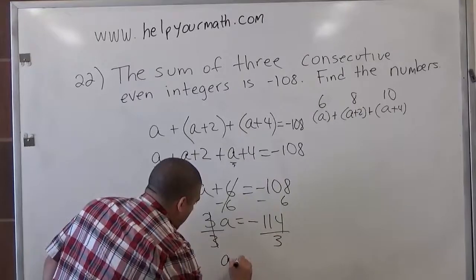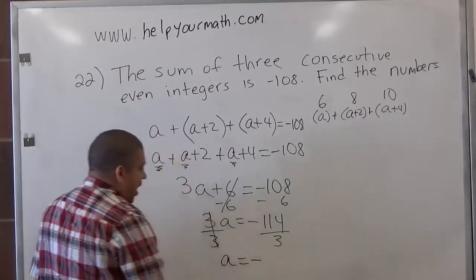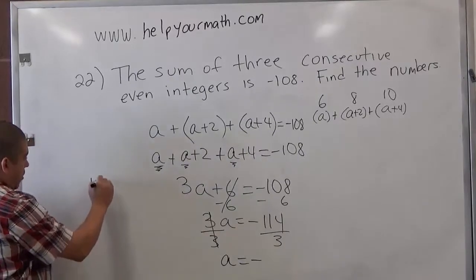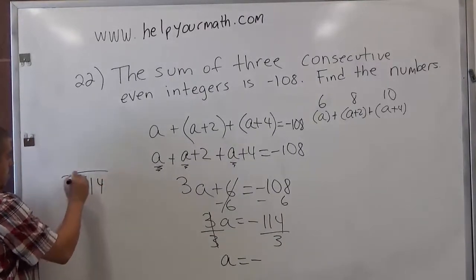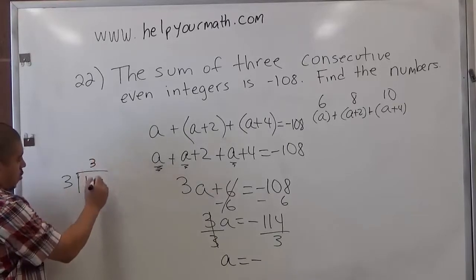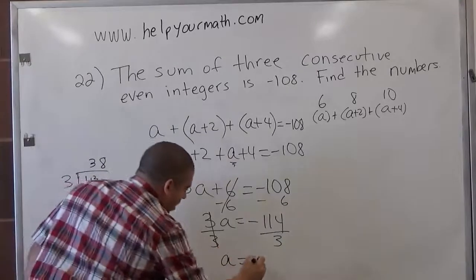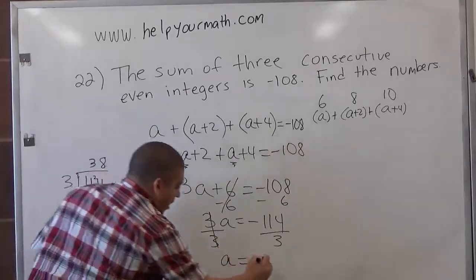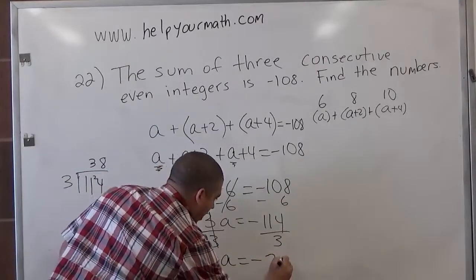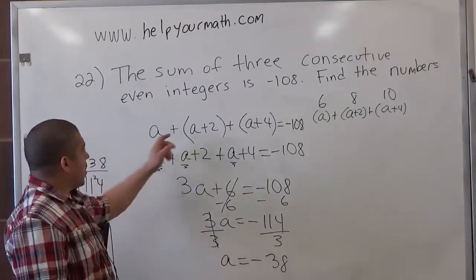We have A equals, a negative divided by a positive is negative. And if I wanted to do 114 divided by 3, if I do short division, 3 into 11 is 3, with a 2 left over, and 3 into 24 is 8. So we know our A is negative 38. So we've just found our A. Now we need to find the other two integers.